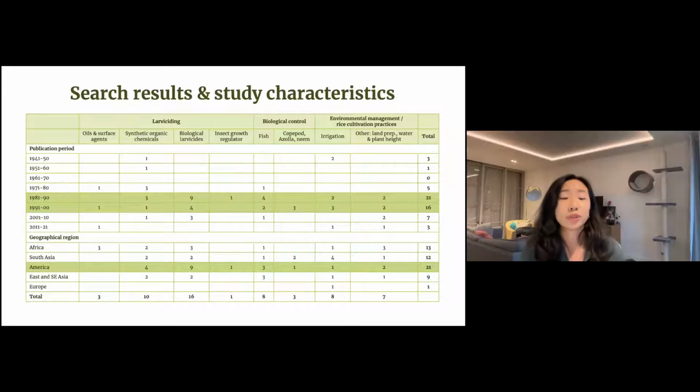In terms of the search results and study characteristics, we found that 47 publications were eligible, of which there were 84 comparisons of interventions versus control. Most of the studies were conducted between 1981 and 2000. As you can see, I think it was around 66%. And most of the studies were conducted in America, specifically in the United States, followed by Africa, and South Asia, all of which was in India, and 9 in East and Southeast Asia, which included countries like Japan, Korea, China, Taiwan, Malaysia, and Indonesia.